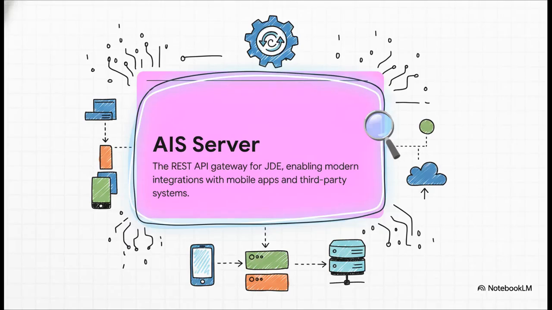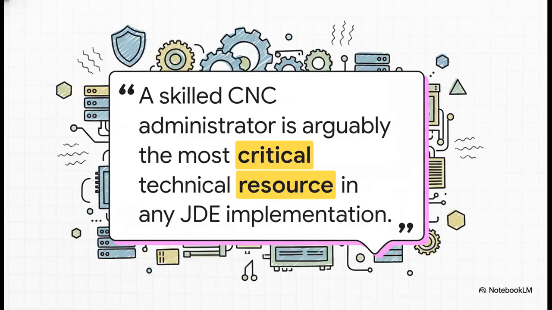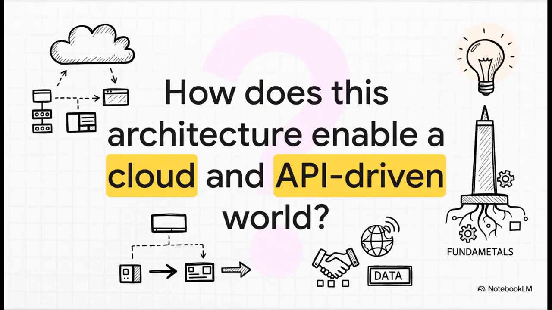You know, the CNC role is always evolving, and today, the AIS server is JDE's gateway to the modern world. This quote really hits the nail on the head. A great CNC is the absolute backbone of the entire system. And that's the key, right? Understanding these fundamentals shows you how this classic system powers our modern world.